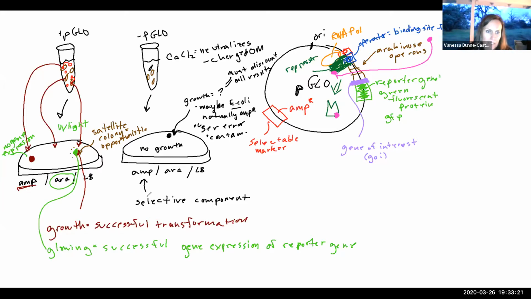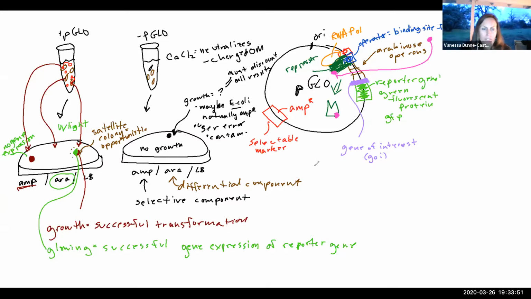The ampicillin, again, is the selective component. The arabinose is the differential component because it allows you to differentiate between organisms that are successfully expressing that reporter gene or not expressing the reporter gene, right? So this is the differential component of the media. And so you can see some differences there.